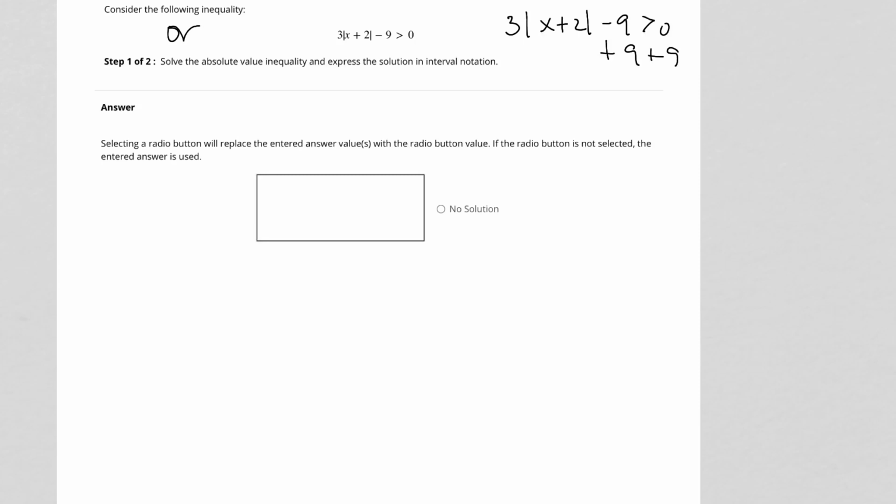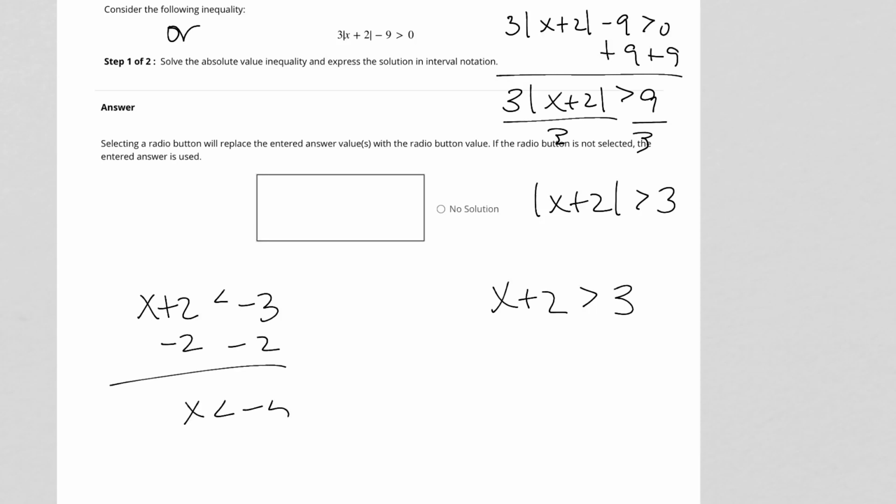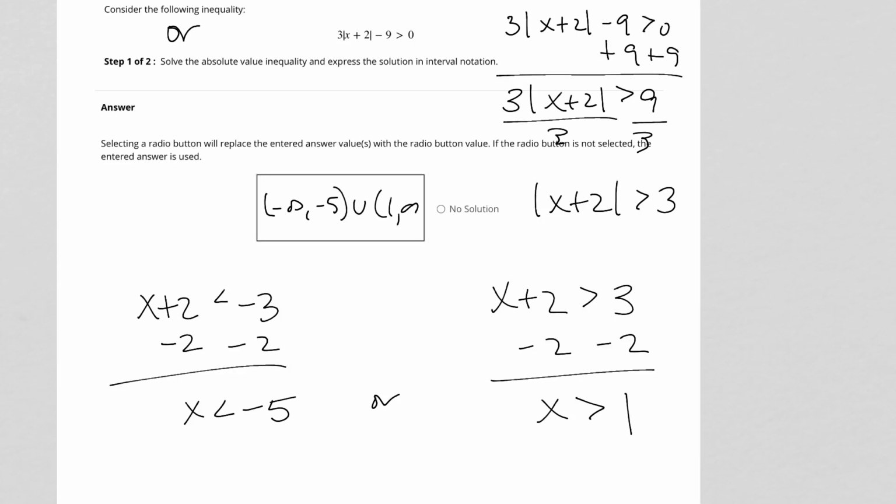I'm going to be adding 9. 3 times the absolute value of x plus 2 is greater than 9. Divide by 3. The absolute value of x plus 2 is greater than 3. So that means that I'm going to have an "or" here. So x plus 2 less than negative 3, or x plus 2 greater than 3. Subtracting 2, I get x is less than negative 5, or subtracting 2 on the other side, x is greater than 1. In interval notation, that is negative infinity to negative 5, unioned with 1 to positive infinity.